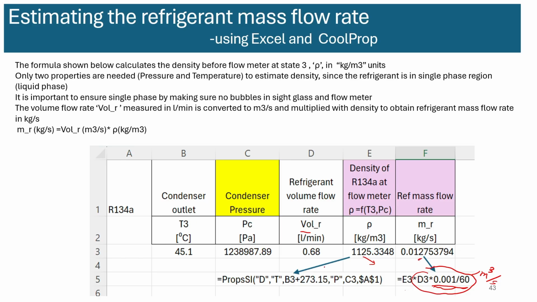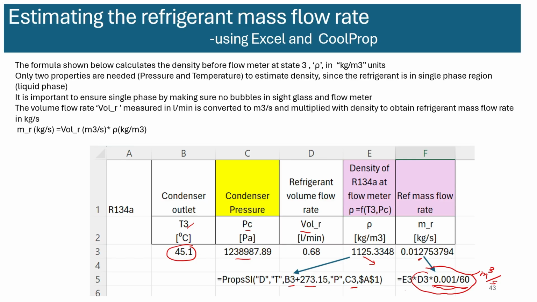And how do we calculate density? We use the temperature at B3, which is nothing but temperature T3, and add 273.15 to convert it into Kelvin, right? And the condenser pressure, which is PC, it's in C3, okay? So use that formula, you'll get a density of about 1000 kilogram per meter cube, and you'll get a flow rate somewhere close to 0.012 kilogram per second. Okay, so that's how you estimate the refrigerant mass flow rate.